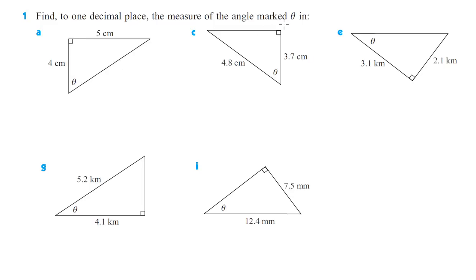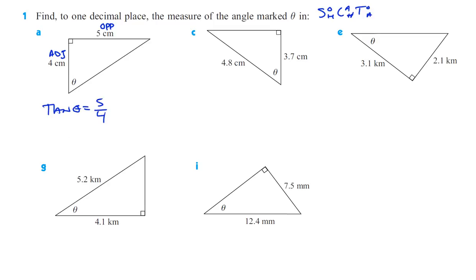Find to one decimal place the measure of the angle marked theta in these here. So, similar idea with the other ones. We'll just want to find out what two sides we have. So here's our angle. So this is the opposite, and this is the adjacent, because that is the hypotenuse, right? So using SOHCAHTOA, we have the opposite and the adjacent. So opposite and adjacent is tangent. So we're going to want to do tangent of theta equals 5 over 4.